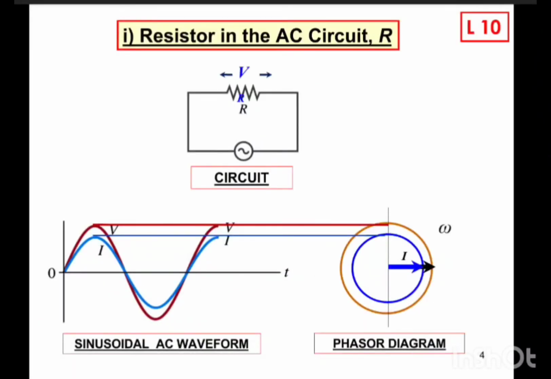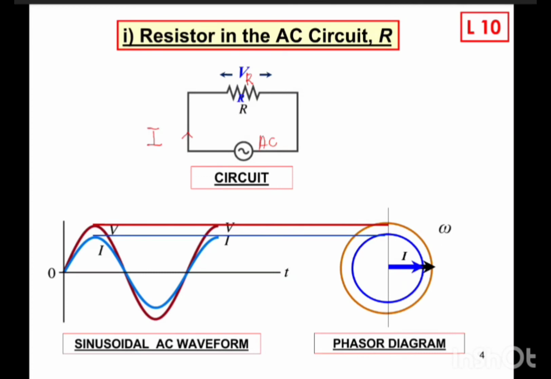Okay students, let me start with the resistor R in an AC circuit. So this is a circuit. We have an AC signal, and then we connect it with a resistor. The current flow is the AC current, and the current passes through the resistor. The voltage, the potential difference across the resistor, is VR. VR is the voltage drop through the resistor.